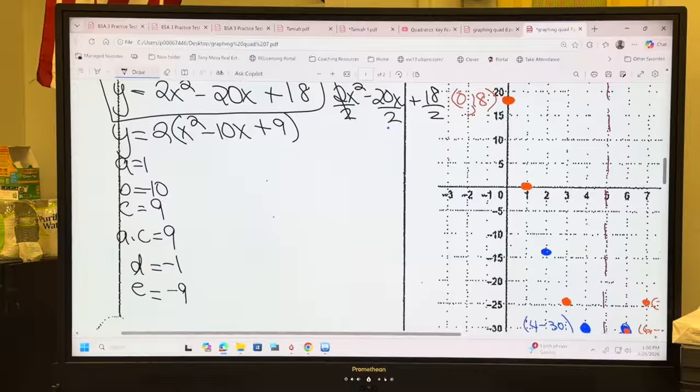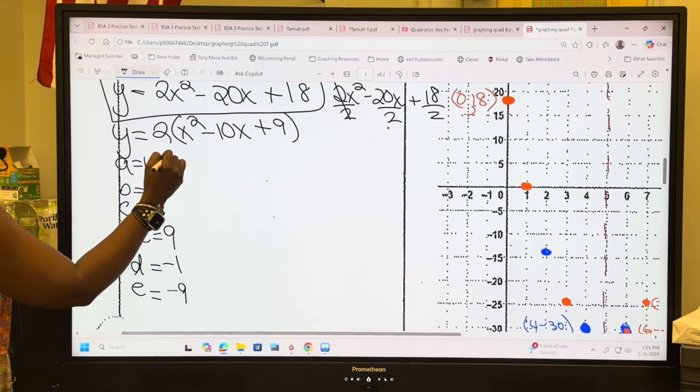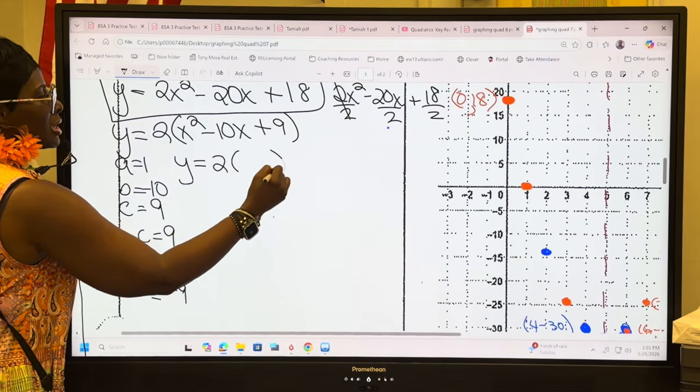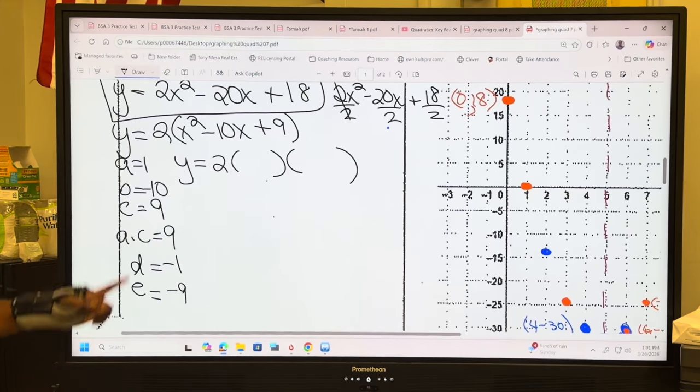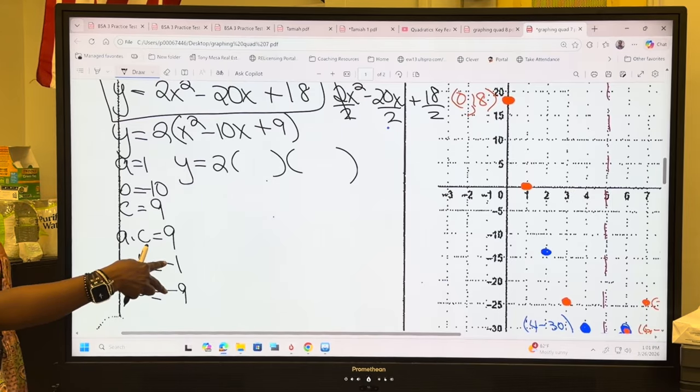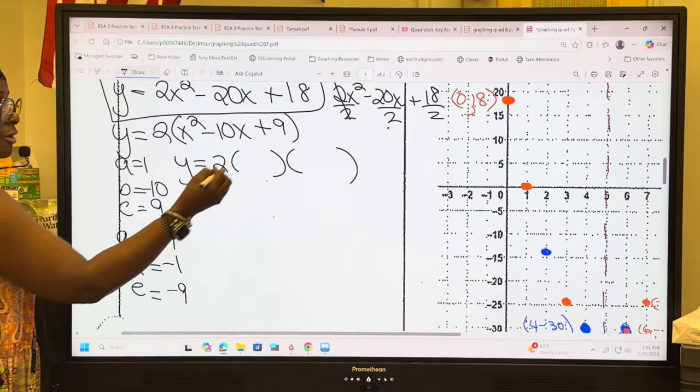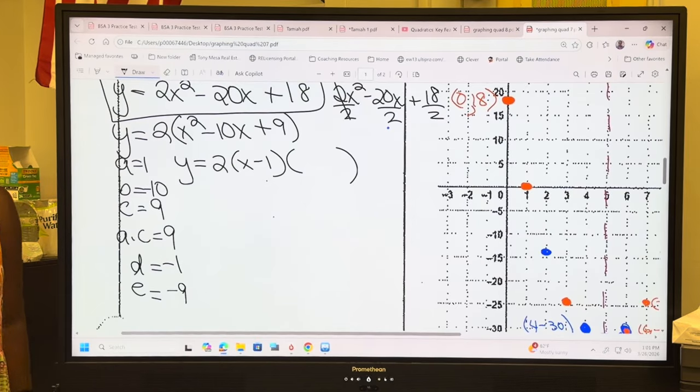Are we ready? Are you going to put them in a Punnett square? Watch this. When A is 1, you don't have to put them in a Punnett square. That's another quick trick. When A is 1, you don't have to put them in a Punnett square. Watch this. Y equals 2 times. Do what I'm doing. Because my A is 1 and I factored out my greatest common factor, I don't have to put them in a Punnett square. Whatever this is going to go right in here. Watch this. First one is going to be x minus 1, and x minus 9.